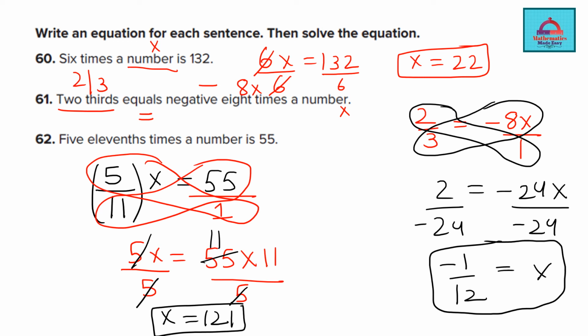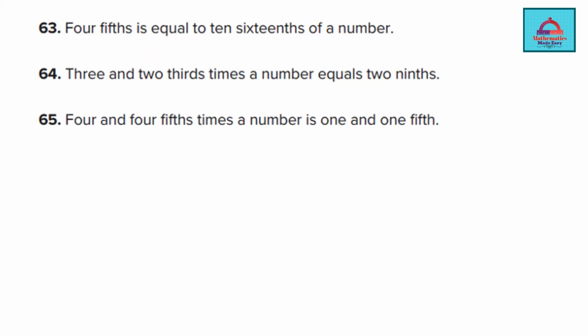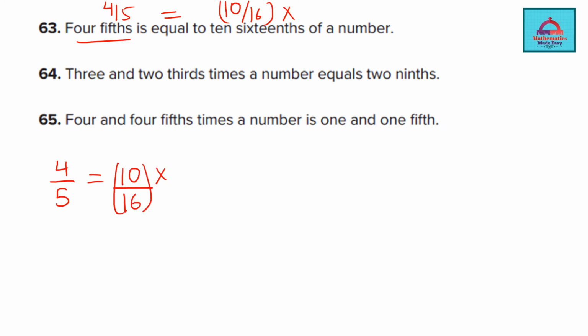That's your answer. Next is 4/5 is equal to 10/16 of a number. So if you solve, 4 by 5 is equal to 10 by 16 of a number x that you don't know. So again, you do cross multiplication and solve for x.